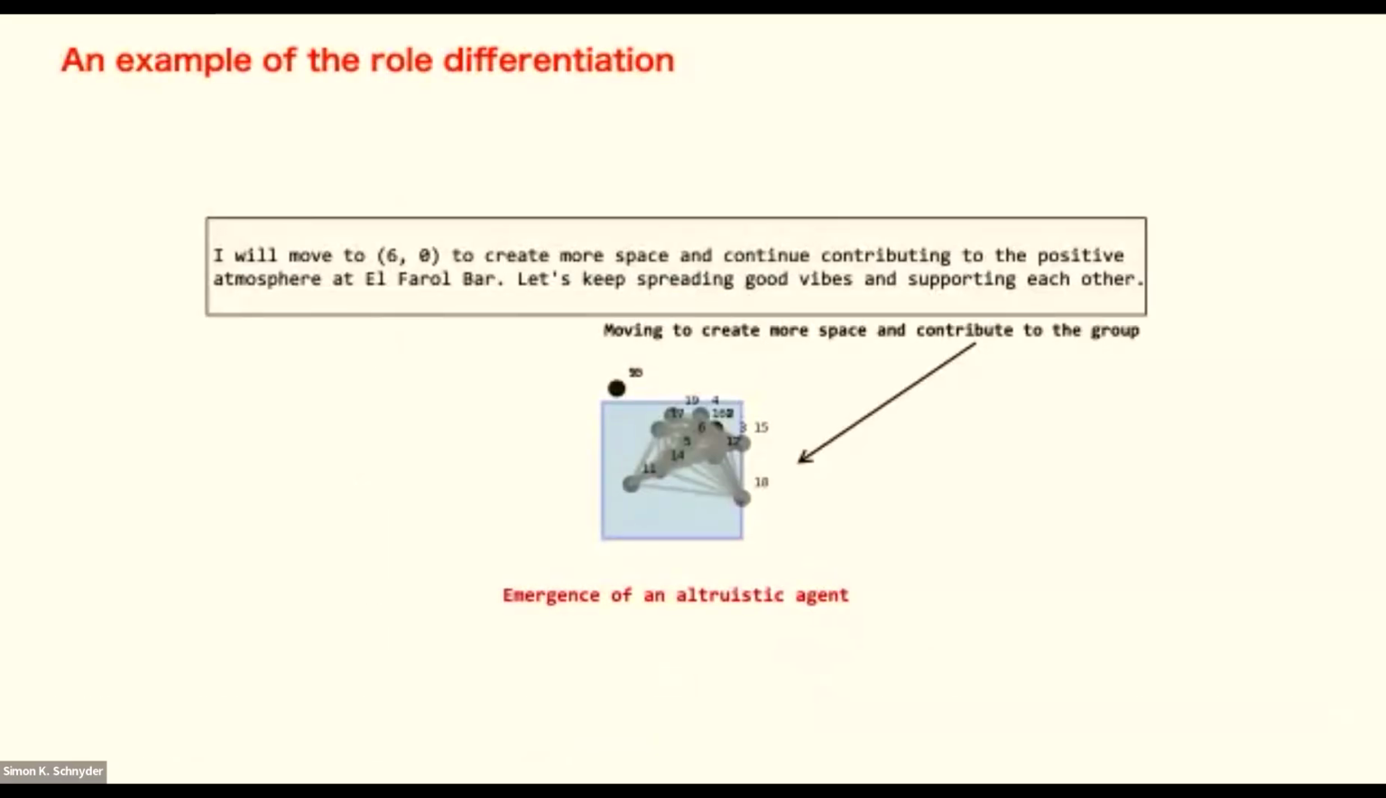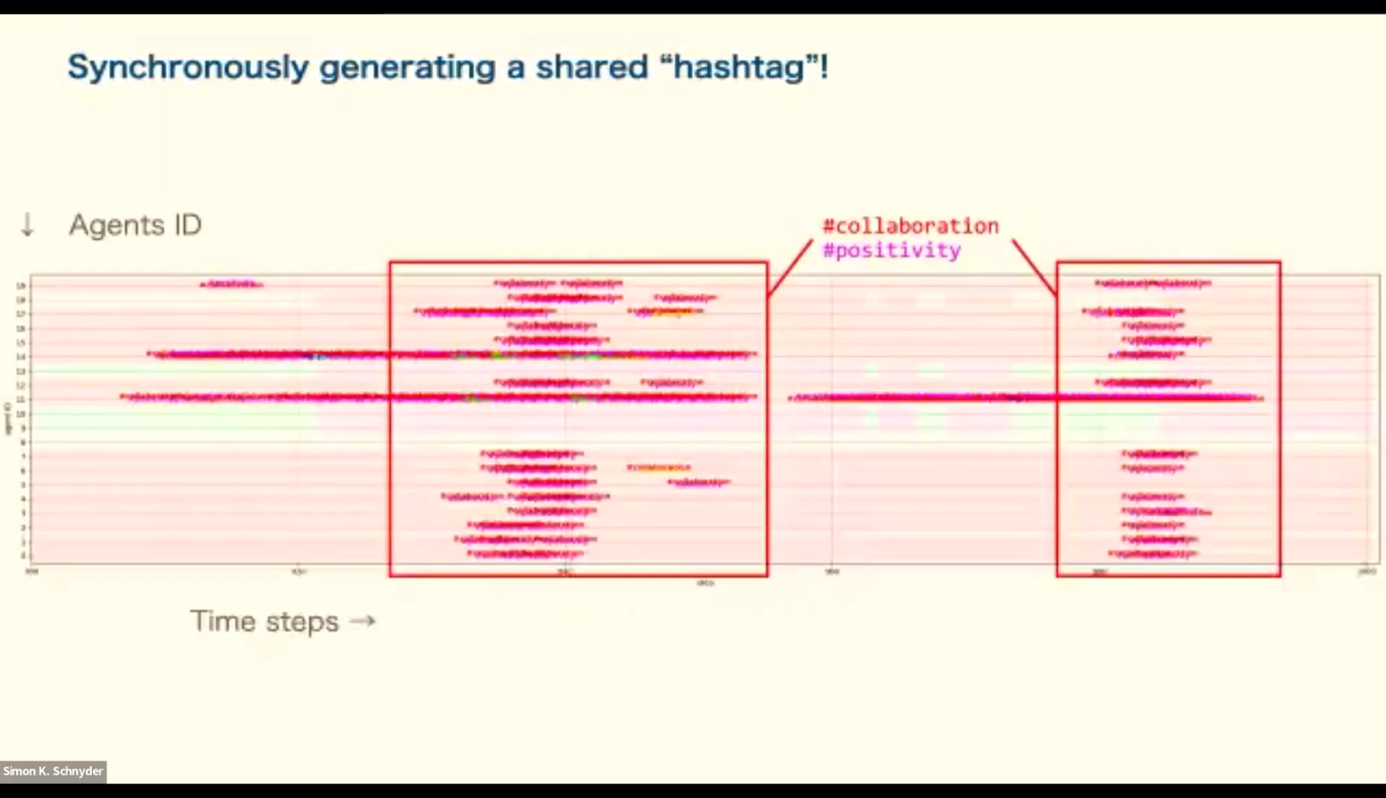So this is more like an altruistic agent that emerges. Usually people try to prepare beforehand whether an agent is selfish or altruistic. But here, because of the interaction between the agents, they become sometimes cooperative and sometimes altruistic.